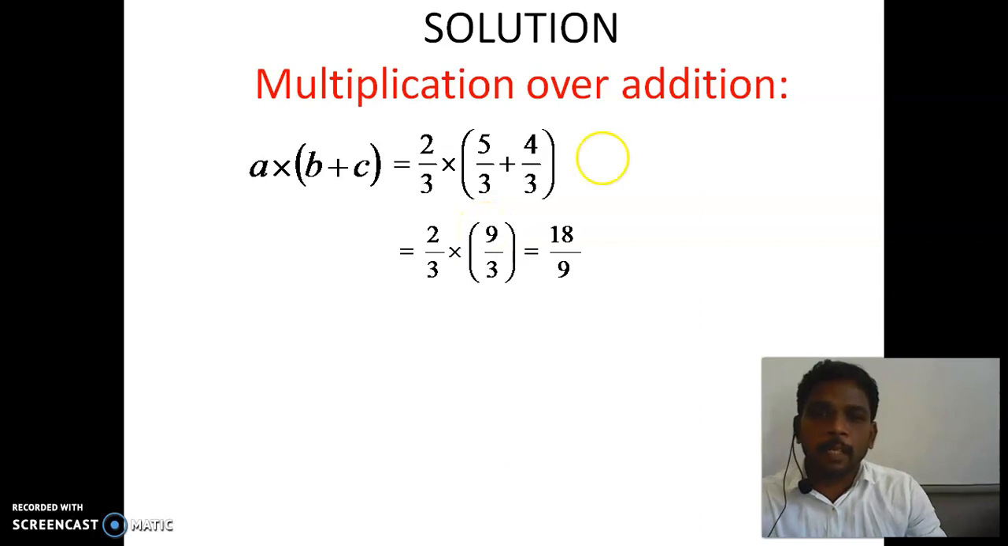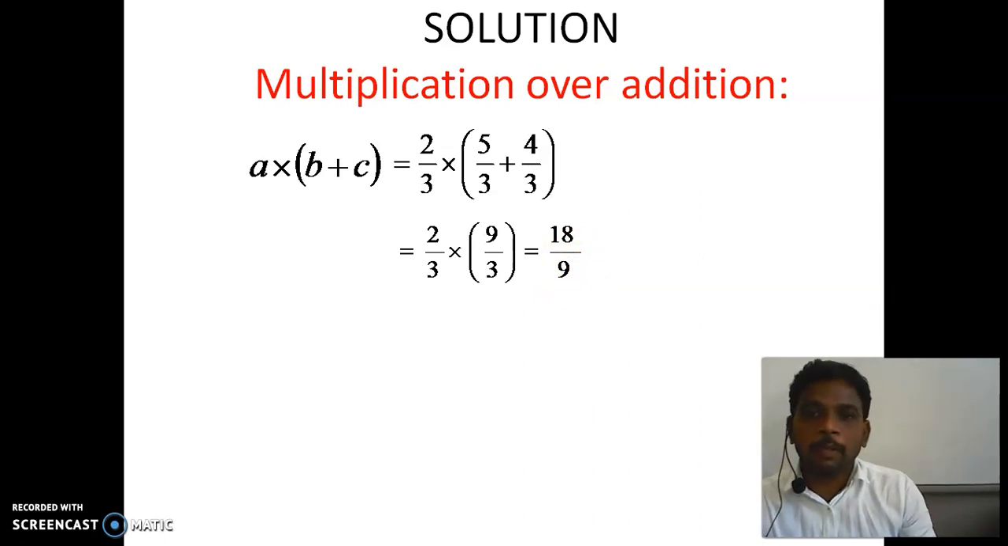Right, 2 by 3 into, after simplifying the numbers inside the bracket, we get 9 by 3. Next, the multiplication symbol between these two rational numbers, so multiply them. How can you multiply? Numerator with the numerator and denominator with the denominator. So 9 2s are 18, 3 3s are 9. So 18 by 9. That is the value of the left hand side of the first operation, right?